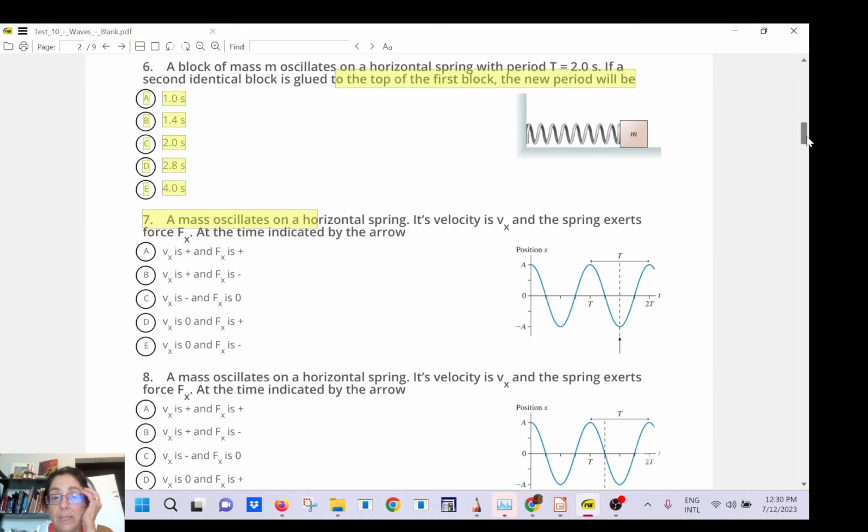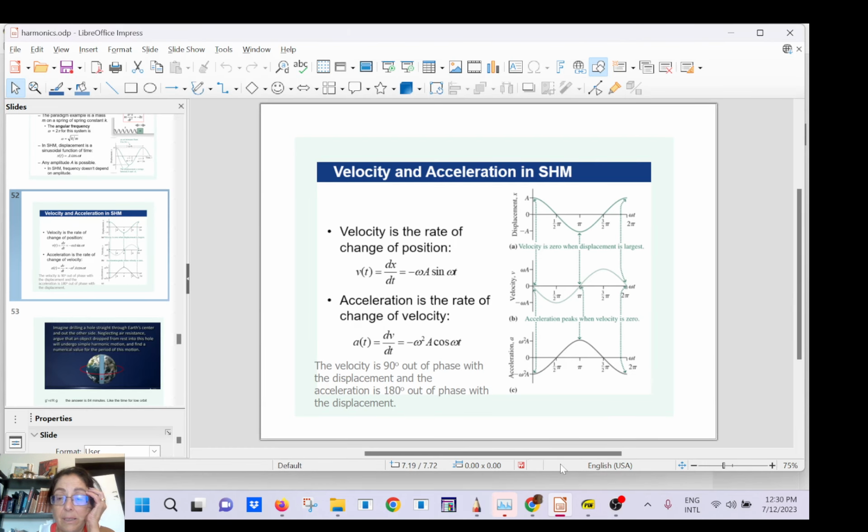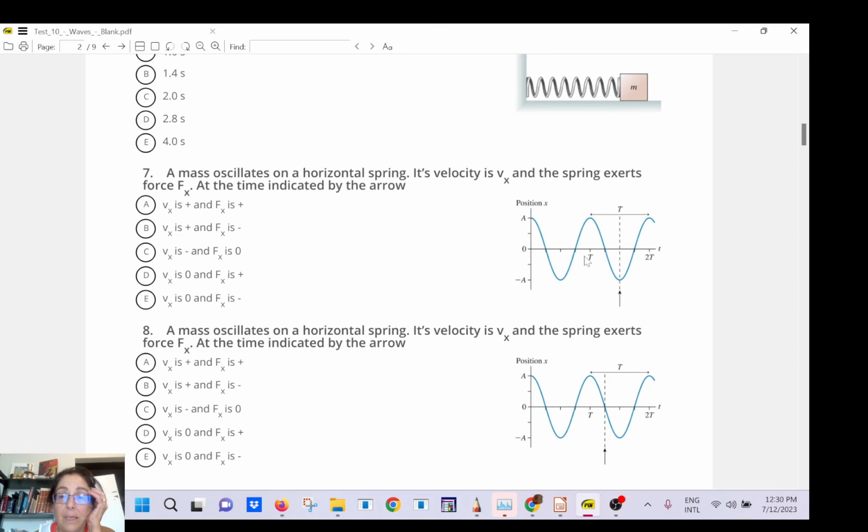So this one is interesting here because we discussed that previously. So you have here the displacement. So it's very much like this slide here. So you have the displacement, and they want to know what's going on at that point here, when it reached that point. They want to know about the velocity of the mass and the restoring force.